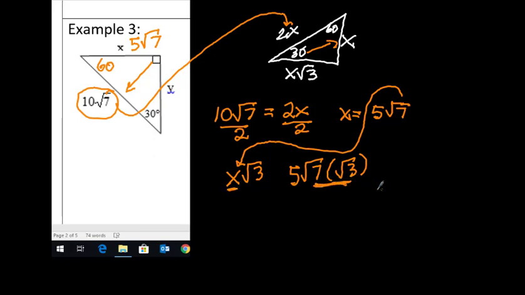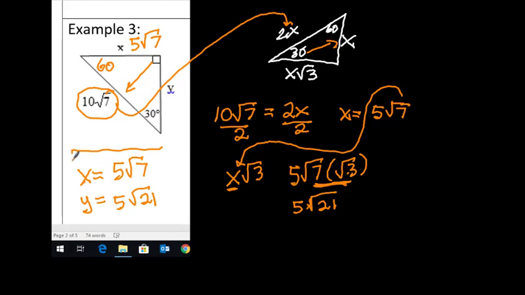Square root 7 times square root 3. When you have square roots, you just multiply them together. So this would be 5 square root of 7 times 3, which is 21. So here the x is 5 square root 7, and the y, or this piece, would be 5 square root 21. And that is the answer for example 3.